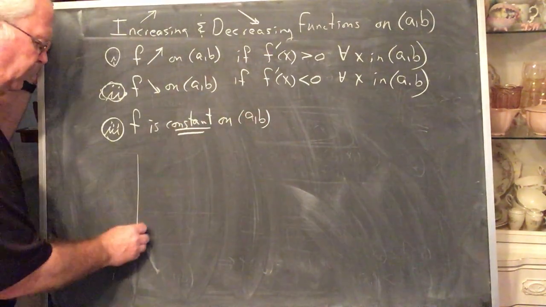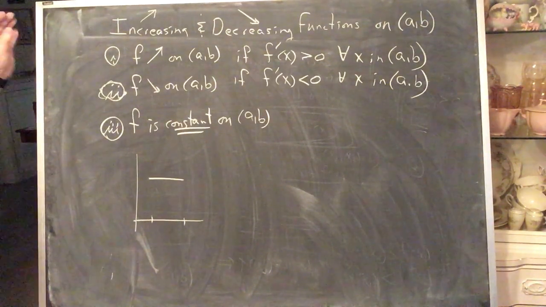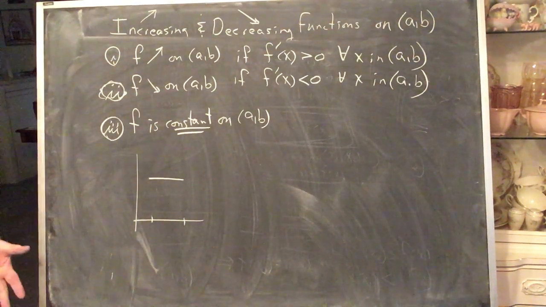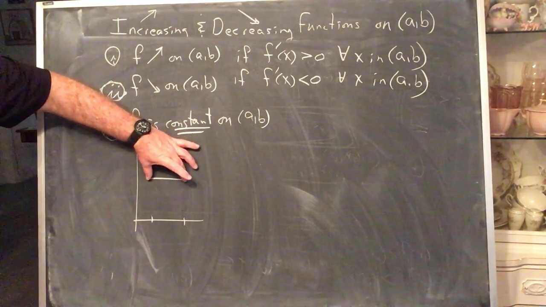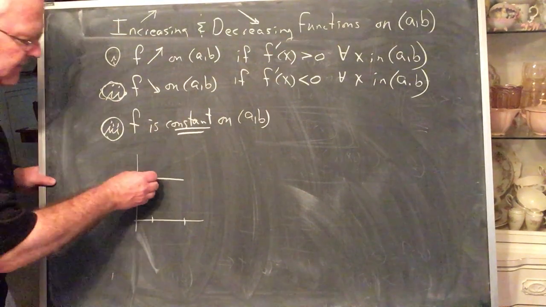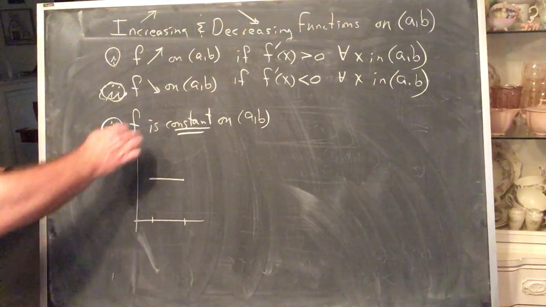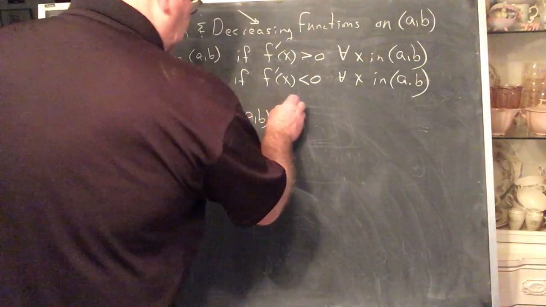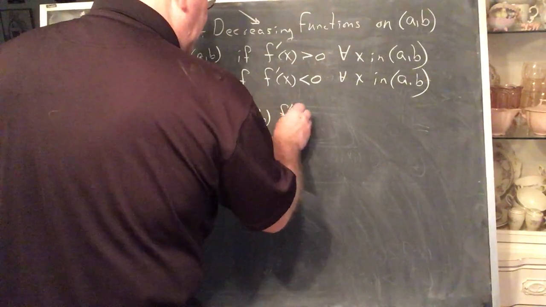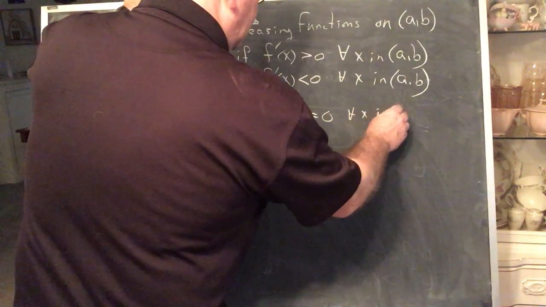Now, what does a constant function look like? Well, that's a horizontal line. For a linear function, the tangent line is the function. So the function is horizontal means that the tangent line is horizontal. It's the same line. So the function is constant on the closed interval if the derivative is equal to 0 for all x in the interval.